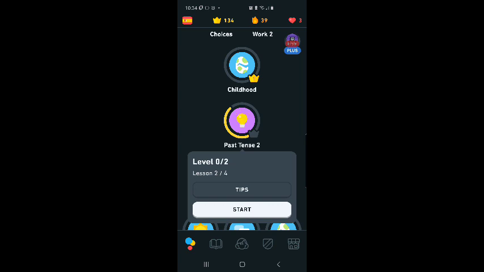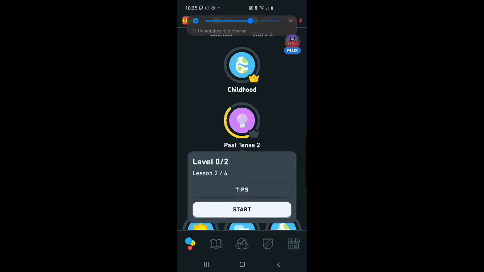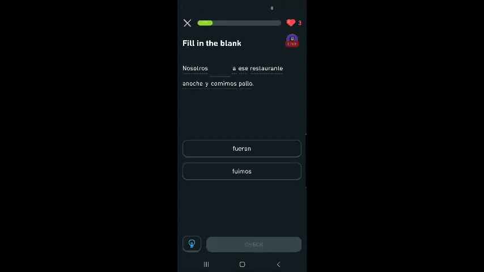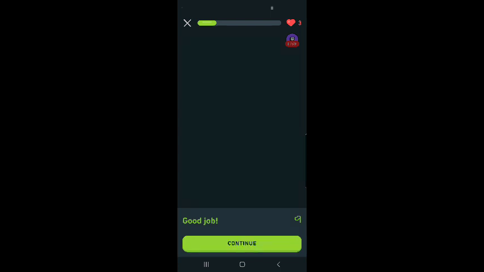Okay, past tense 2, level 0, lesson 3. Start. Nosotros fuimos a ese restaurante anoche y comimos pollo. We went to this restaurant last night and we ate chicken. Good job. Doesn't tell me that I'm right with my translation.